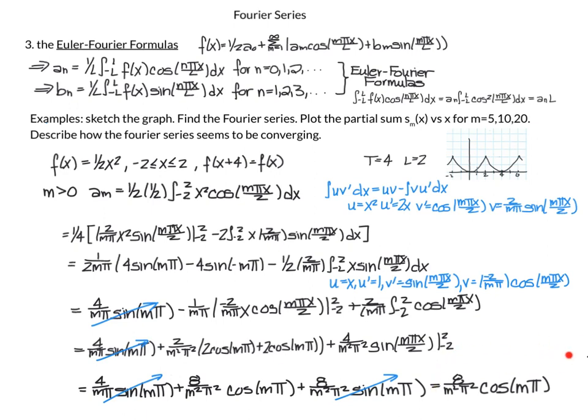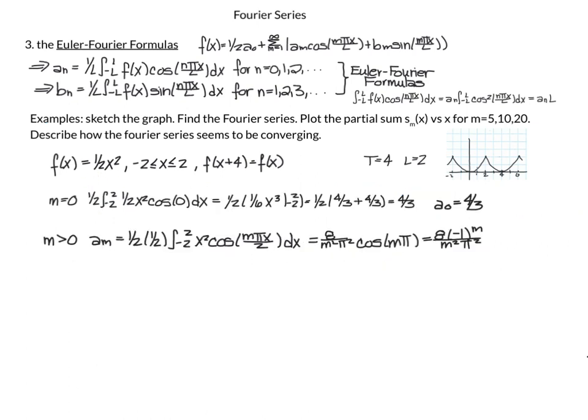And so I've kind of rewritten it over here. 8 over m squared pi squared cosine of m pi. That is our a sub m term here. And so I've written that here. So far we have a naught is equal to 4/3, and a_m is equal to 8 times -1 to the m over m squared pi squared. Now we can look at b_m.